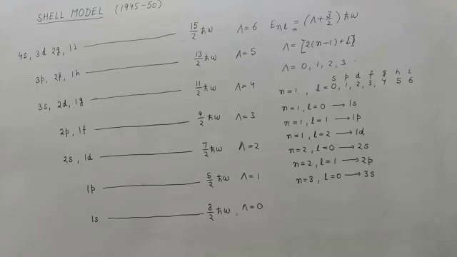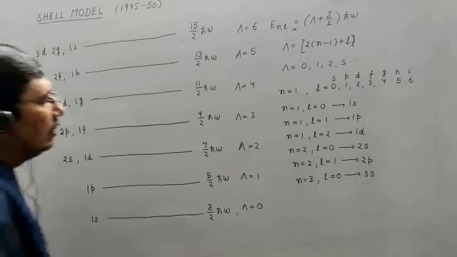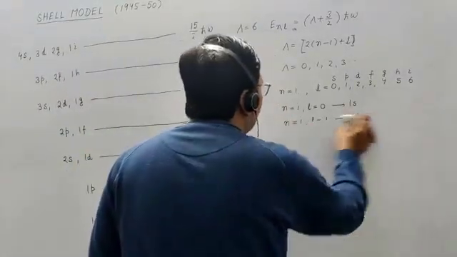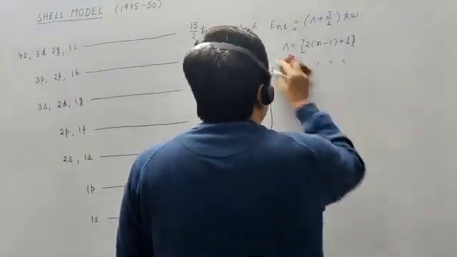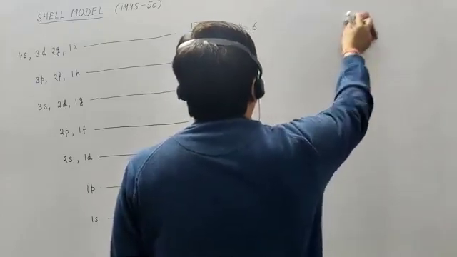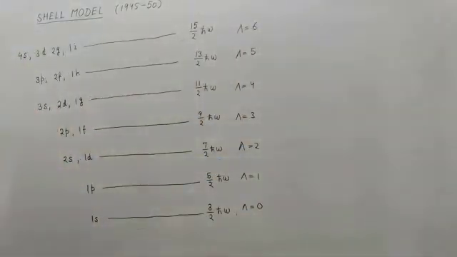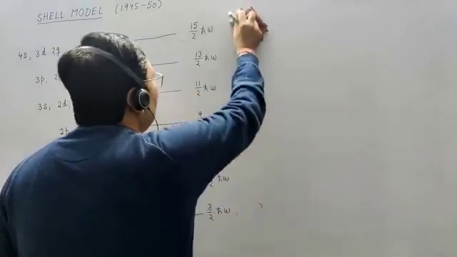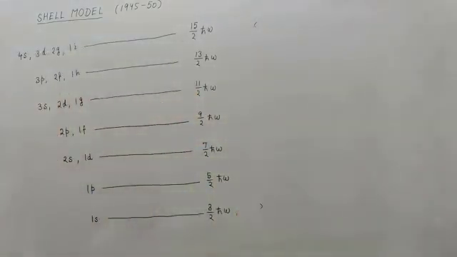Now after this, you can find out the number of protons or neutrons you can fill in these energy levels. How many protons or neutrons can you fill in these energy levels? So I am removing this lambda. Now come to this 1s.